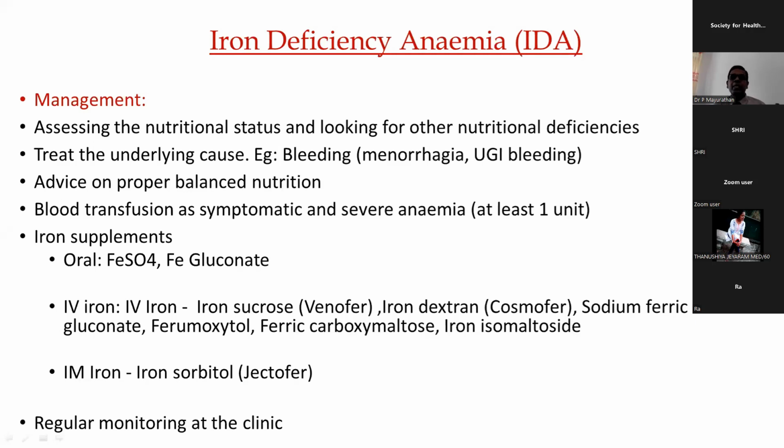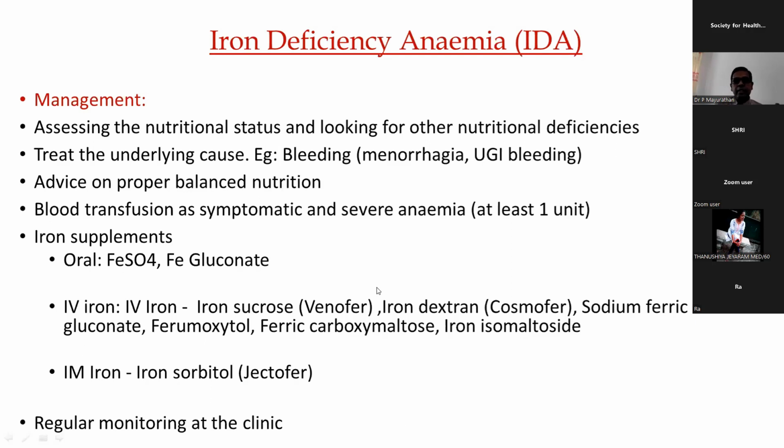So remember, especially in middle-aged or elderly patients, if you couldn't find a cause for the anemia, we have to arrange upper GI endoscopy, followed by lower GI endoscopy if upper GI is normal. And also we have to advise about a proper diet with iron as well as the other components. So better to advise about a balanced diet.